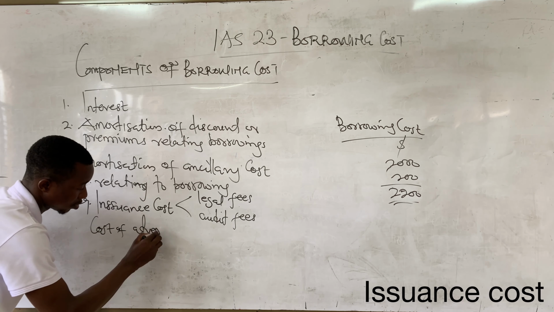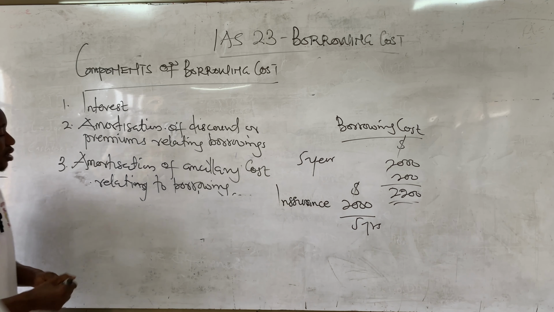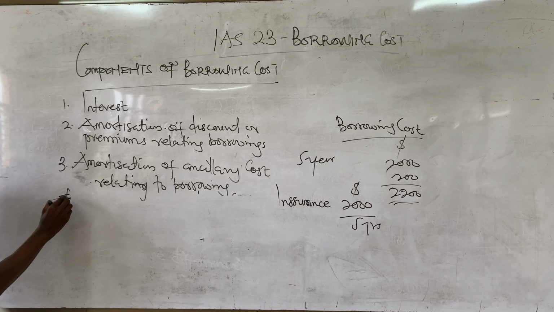So the process of dividing the cost by the years is what we call amortization of ancillary cost, because we know that amortization has to do with spreading the cost of intangible assets over its useful life. Okay, so the process of spreading the loan over the useful life is what we call amortization of ancillary cost. The fourth one I would like to talk about is finance cost.